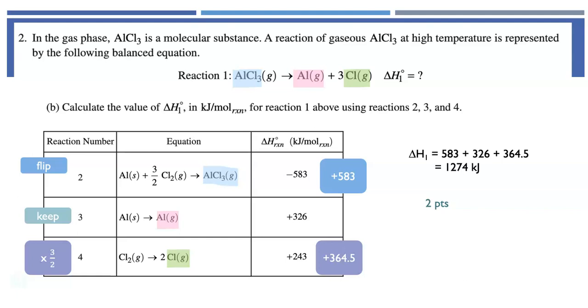This question was worth 2 points. Essentially, 1 point was figuring out how to manipulate equations 2, 3, and 4, and the second point was for adding up all the values once you've done that manipulation.